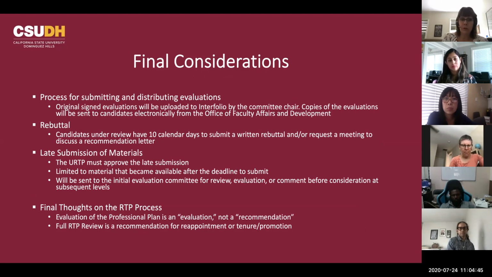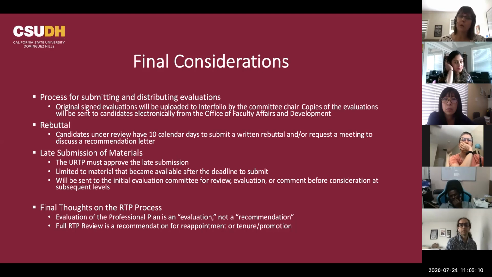Thinking about final considerations, original signed evaluations will be uploaded to Interfolio. And again, this is for the committee and the review levels, and copies of which will be sent to you by our office. And this is really important here.